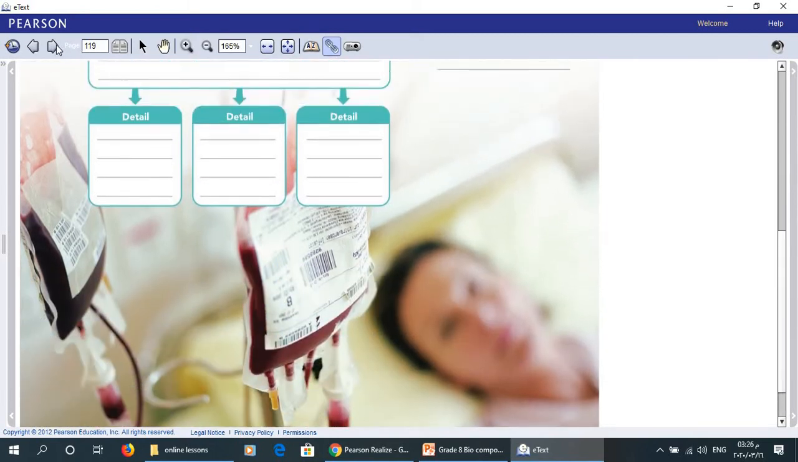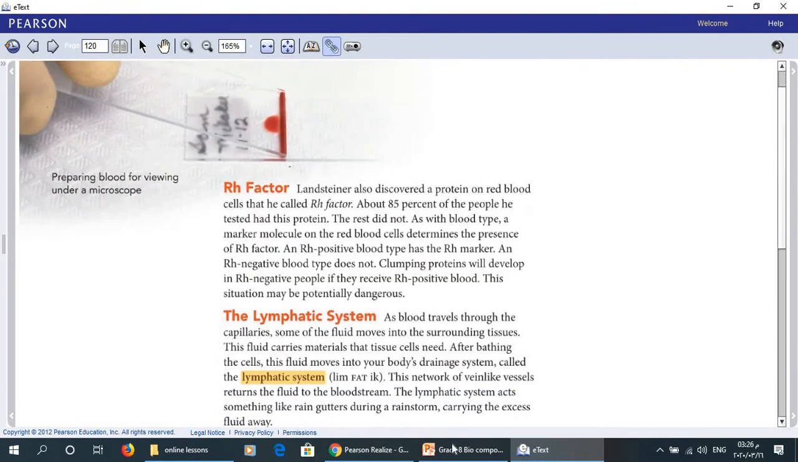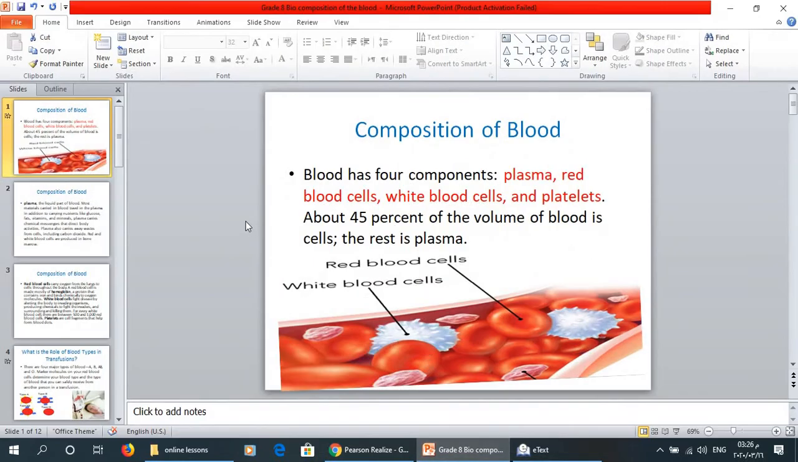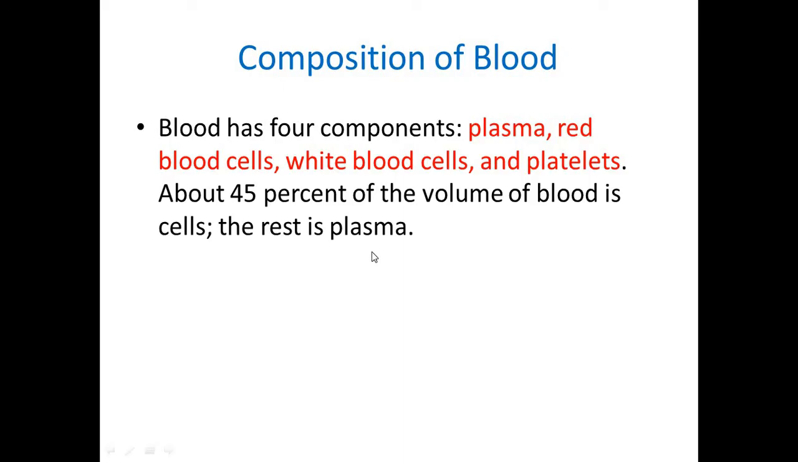Now we'll start to revise our lesson, then we'll complete it. As you can see here, our blood has 4 main components: plasma, red blood cells, white blood cells, and platelets. About 45% of your volume of blood is cells. 55% is a liquid, plasma.